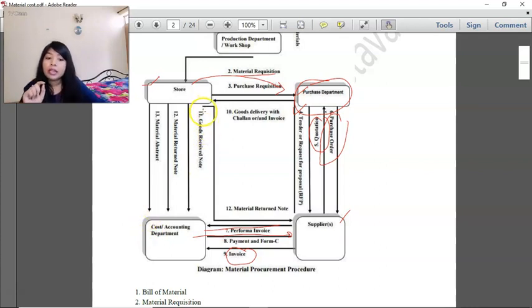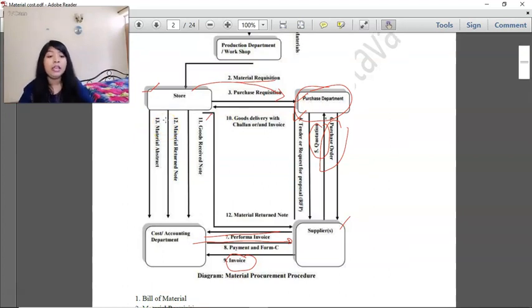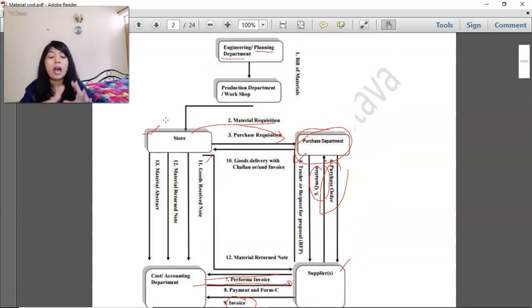Also the store will issue the goods received note, that is the list of the goods actually received by the store, which will also be given to the accounting department, along with the details of the materials actually received. This is basically the crux: how a material need is generated, how it is ordered, how it is delivered, and how it is issued to the production department.